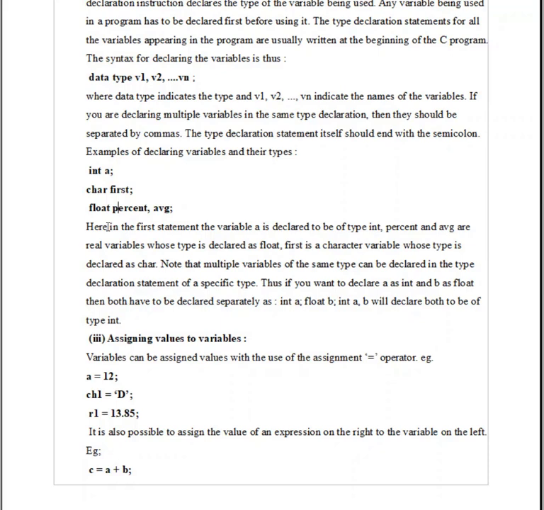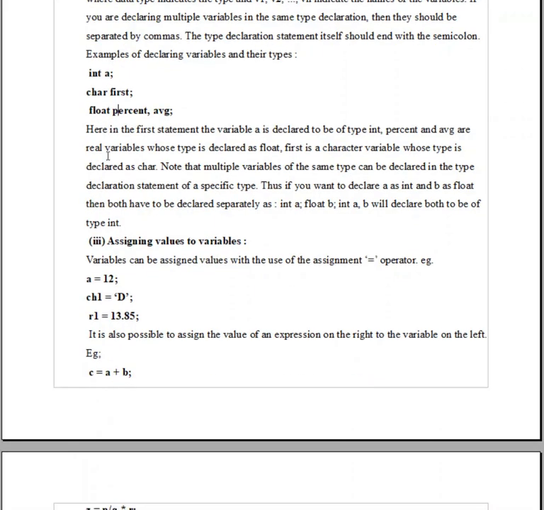We can also declare two variables in a single line. Here we have declared a single variable, here also a single variable, and here we have declared two variables. When we have to declare more than one variable in a single line, they have to be separated by a comma, and all the variables have the same data type. If we see over here, percent and abc both have the same data type, that is float.